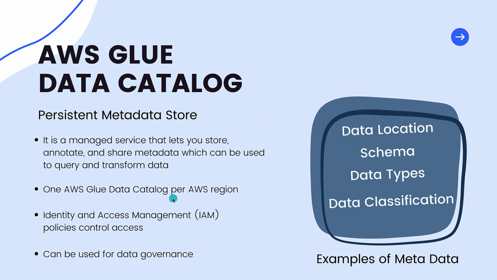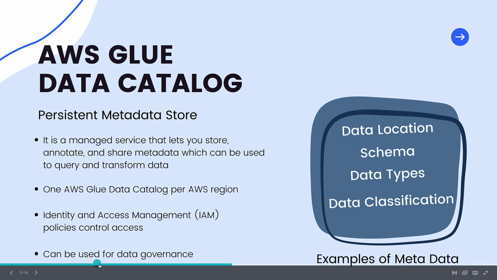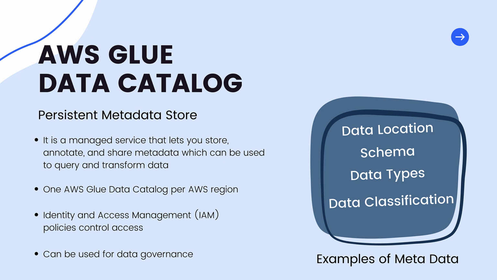There's one per region in an AWS account. That's a good question that comes up on the exams a lot. So there's one metastore per region in AWS. You control access to the metastore and the resources that it holds through IAM, and you can use it for data governance. So you can annotate it and say this data is sensitive, or this data is classified, or this data is incomplete. And you can give it descriptions and names and things like that.